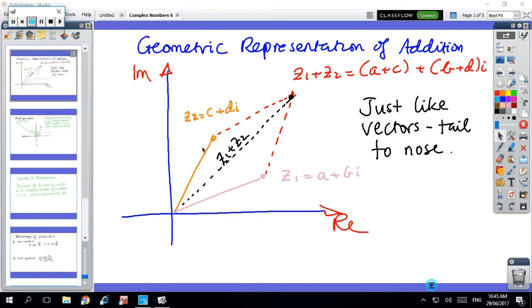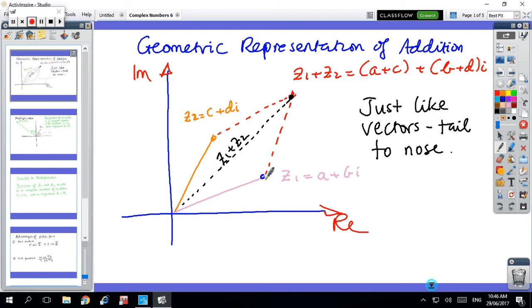Okay, so we're just looking at some applications of complex numbers, and this one is about the geometric representation of adding, subtracting, multiplying and dividing. Again, I don't know whether there are going to be any exam questions on that, but just to show you that you can do geometric representations.